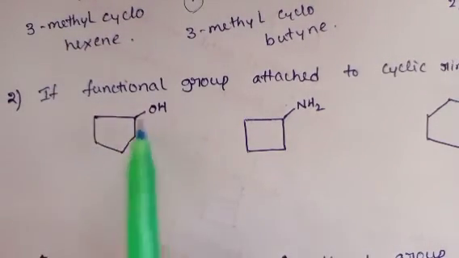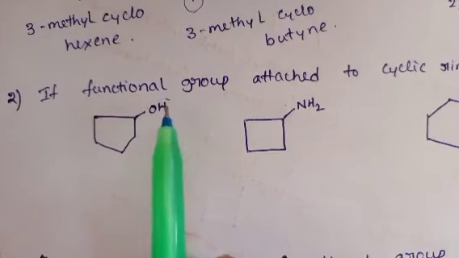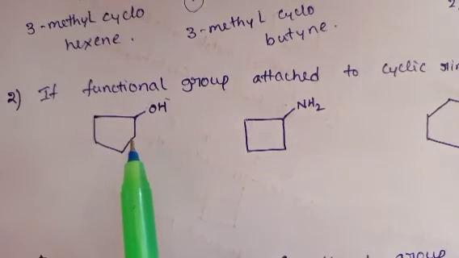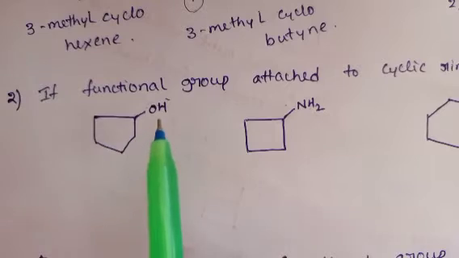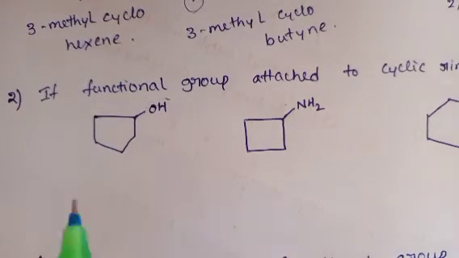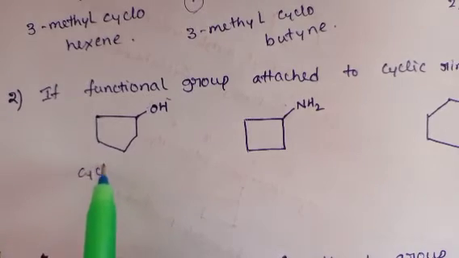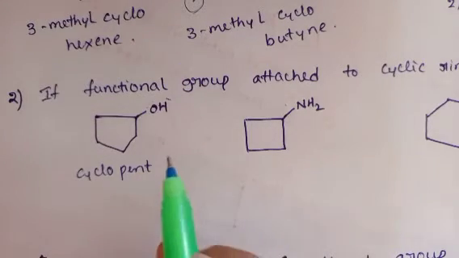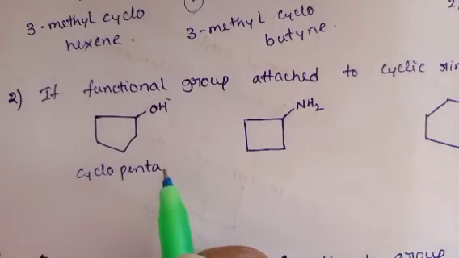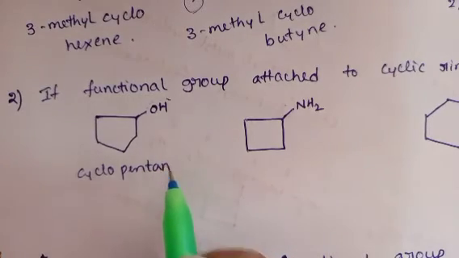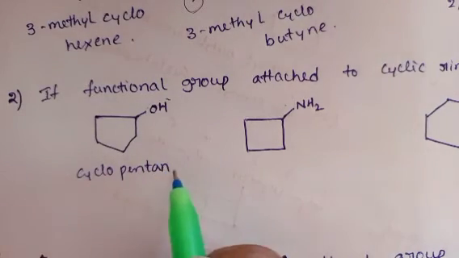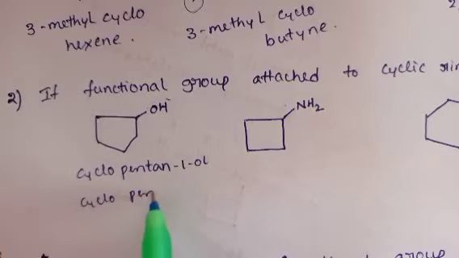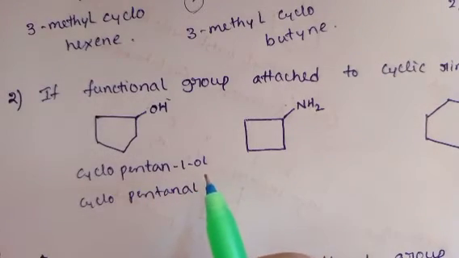First example, the cyclic ring contains one functional group. This is the alcohol. Based on this, give the numbering, but there are no other functional groups or multiple bonds or substitutions present. So only one functional group is present. We can write simply cyclopentane, only single bonds, so cyclopentane, 1-ol, or simply cyclopentanol.